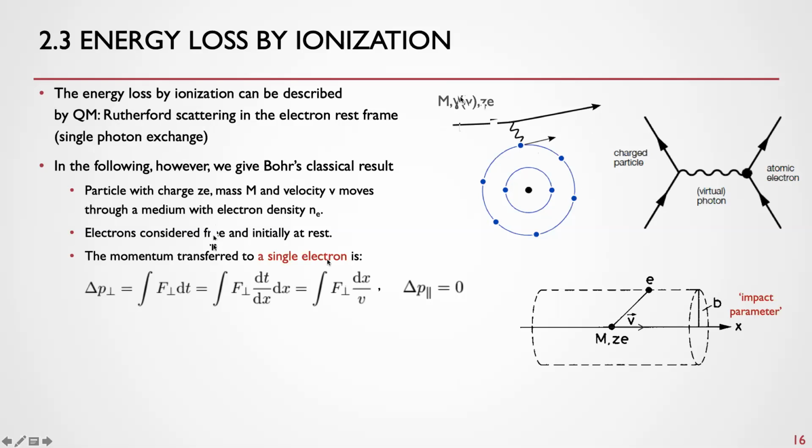Now we compute the momentum transfer to a single electron. The momentum transfer is only computed in the plane, in the direction normal to the direction of movement. It's not computed in parallel because the parallel momentum transfer is zero.